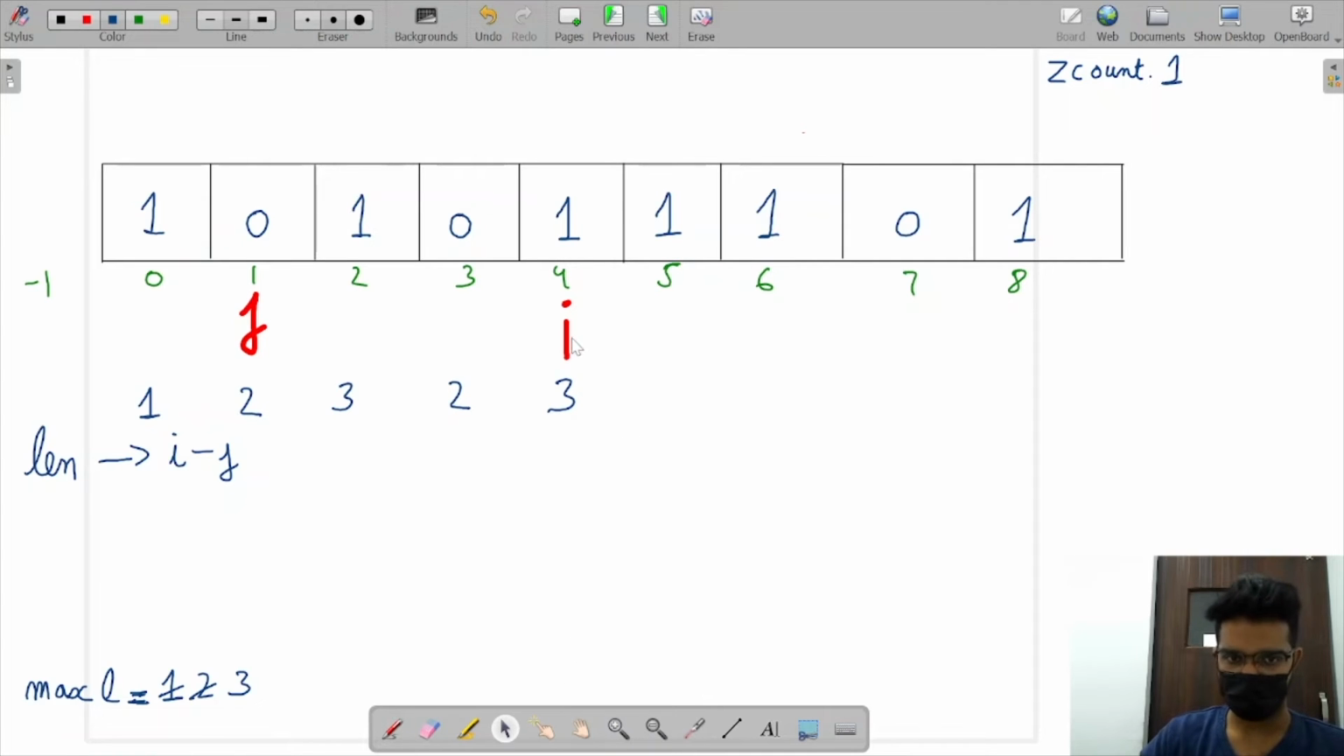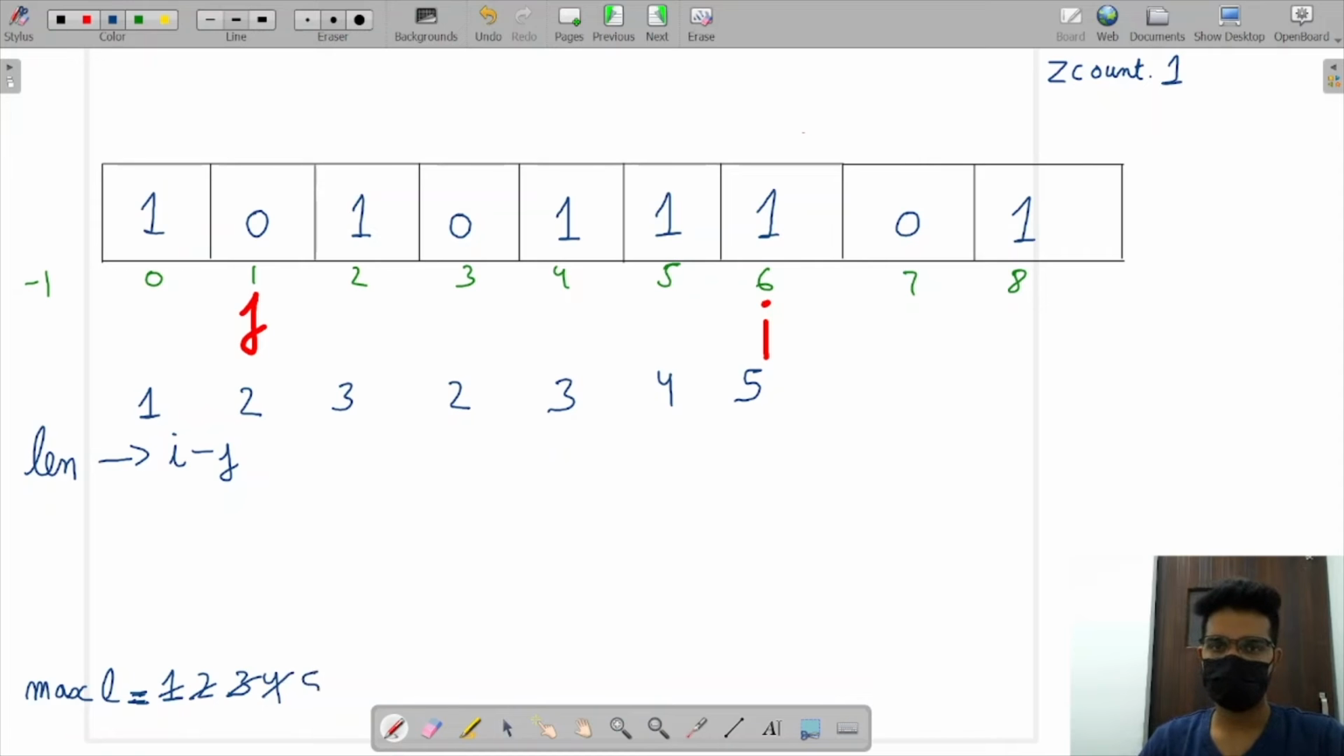Perfect. Now we get to the 5th index. We calculate our length. Right, the 0 count is 1. It's valid. So it's going to be 5 minus 1. That is 4. We are going to increase our max length to 4. Perfect. Now i gets to 6. We are going to calculate our length. It is going to be 6 minus 1. That is 5. And our max length is going to be 5.